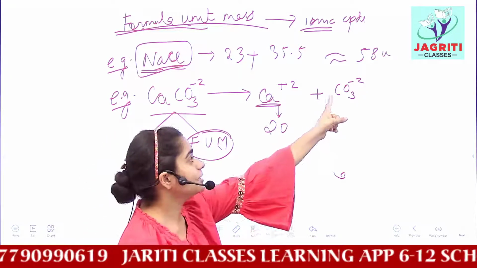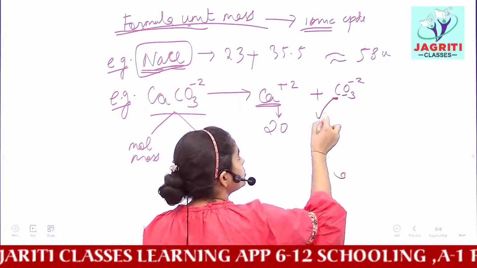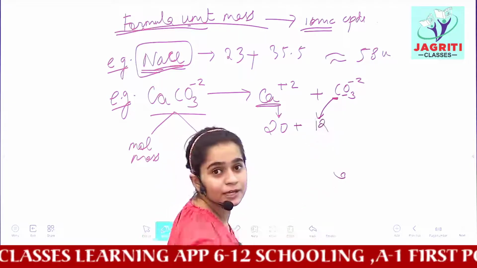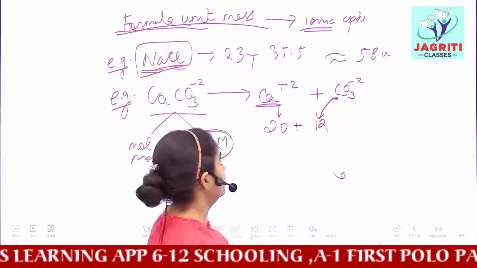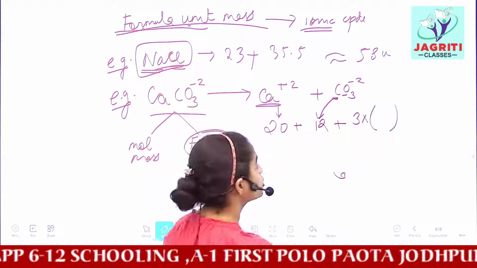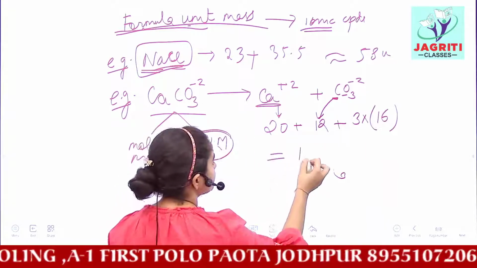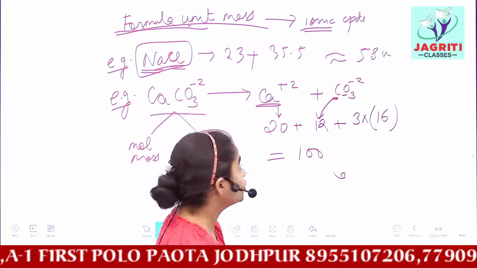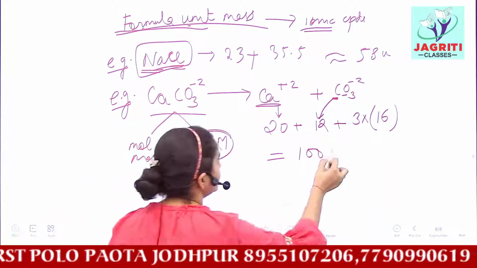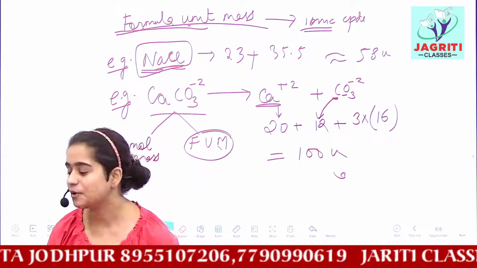For finding the mass of carbonate, you see carbonate is made up of two different atoms. The mass of carbon is 12 and the mass of 3 oxygen, which is 3 into the mass of 1 oxygen. Mass of 1 oxygen is 16. So on adding all these, you get approximately a mass of 100. So the mass of calcium carbonate is 100 units. Likewise, you can find the mass. Okay, I hope this topic is clear.